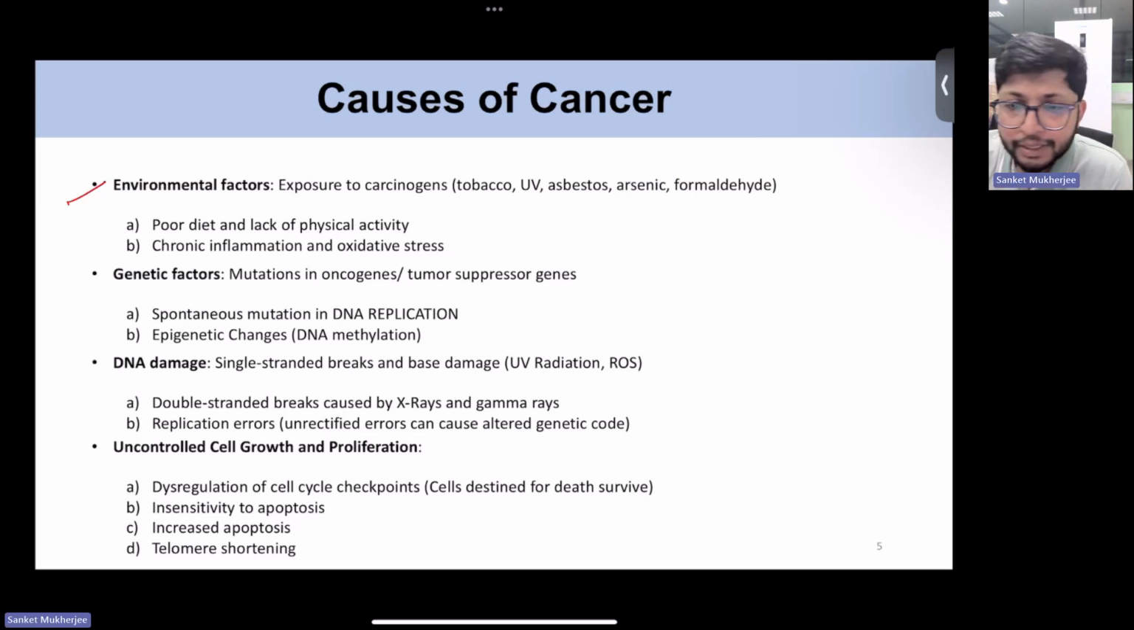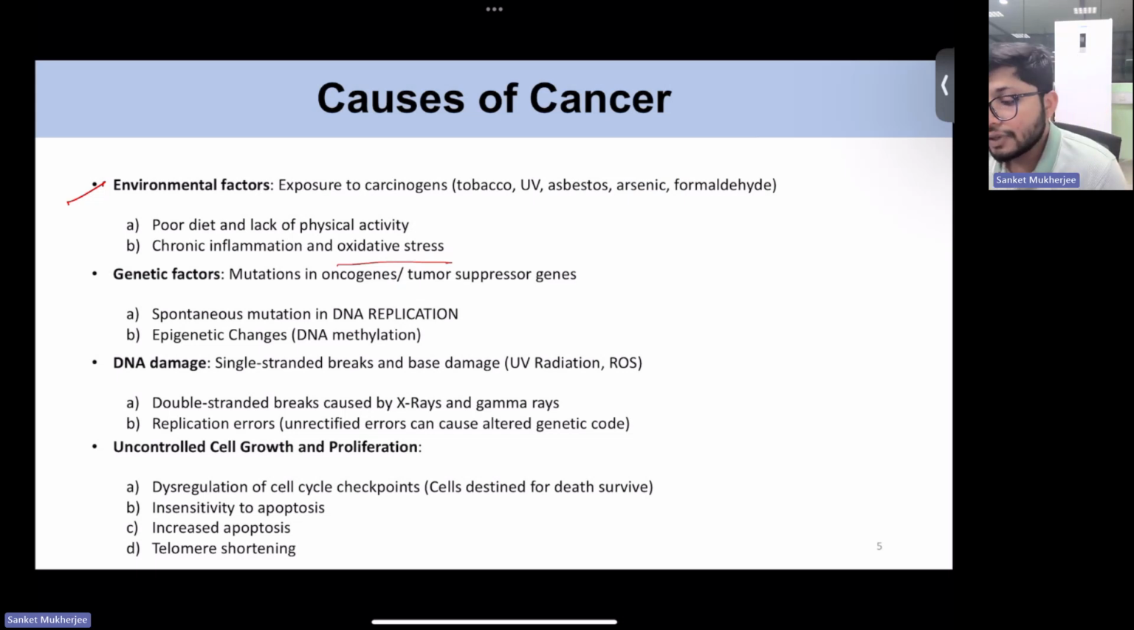A poor diet and lack of physical activity can also contribute to development of cancer. Chronic inflammation and oxidative stress is a problem. Therefore, antioxidants are important. Inflammation needs to be reduced, because in a lot of cases it is a problem. It can cause scarring of tissues leading to cancer.